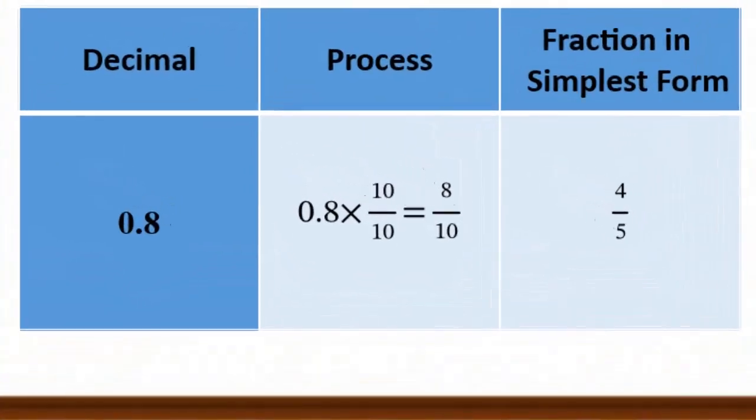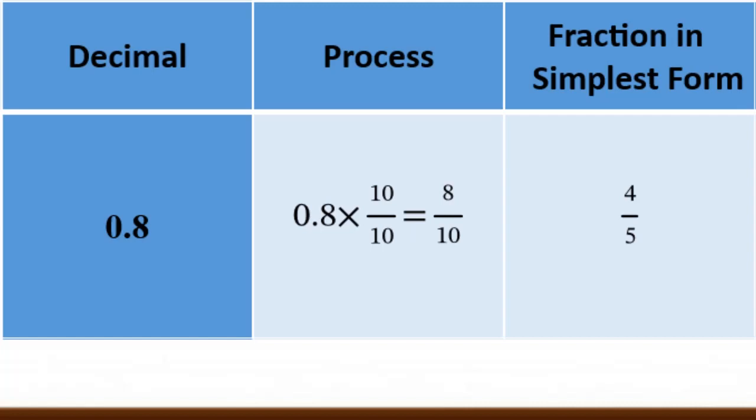0.8. 0.8 will be multiplied by 10 over 10 because 8 is in the tenths place. Then the product of it is equal to 8 over 10. Then in the simplest form, we have 8 over 10 is equal to 4 over 5.